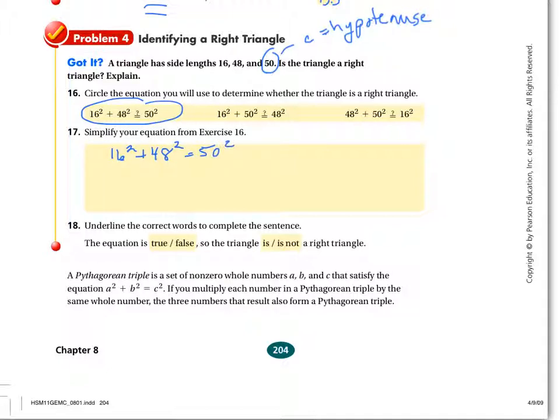So use your calculator and write down step by step and decide, is it a right triangle or not? I gave you a calculator, you use it. Don't rely on somebody else to do your work. And then I want you to share with those around you to see if you agree or disagree with them as far as whether it's a right triangle or not.